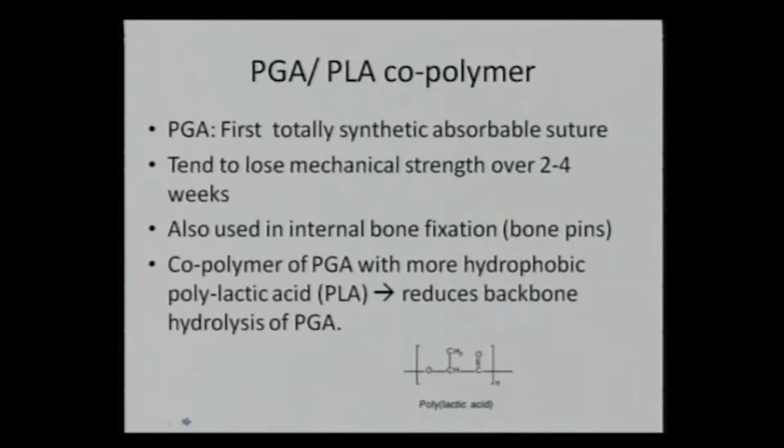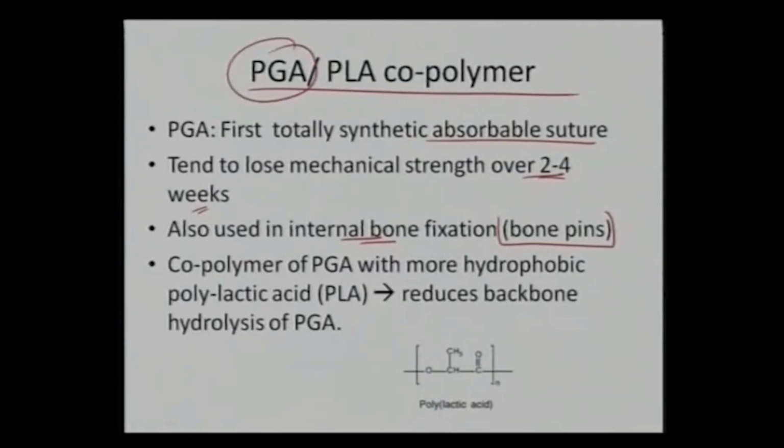But again, the combination of PGA and PLA is one of the totally synthetic absorbable sutures, and the problem with that is it tends to lose its mechanical strength over 2 to 4 weeks. So it degrades very quickly, and it can also be used in internal bone fixation when we require a very short duration. So it is utilized as a bone pin. This particular copolymer is a combination of PGA and PLA, and PGA has a lower mechanical strength lasting 2 to 4 weeks.